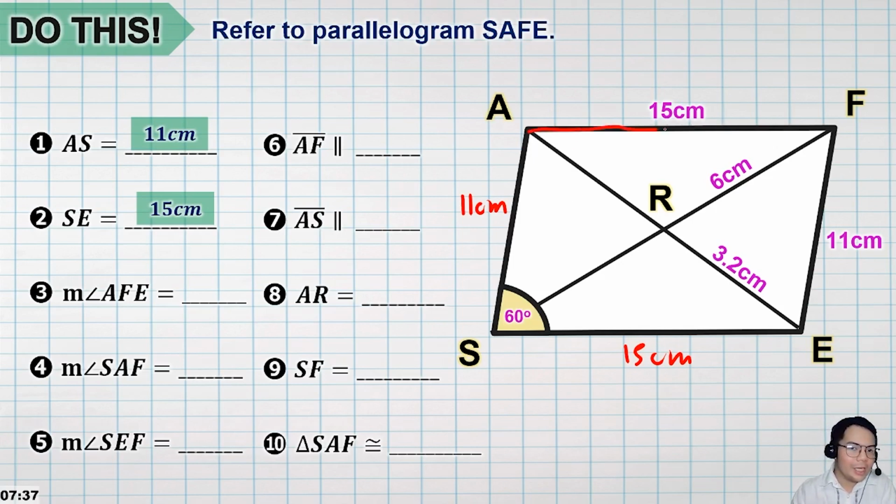So, i-trace ko muna siya. A, F, E. So, we're talking about this given angle. So, sabi ni Jericho, is it gonna be 60 degrees? Okay, very good. It's opposite angle, ASE. Therefore, they are congruent. Ayan, 60 degrees din siya.